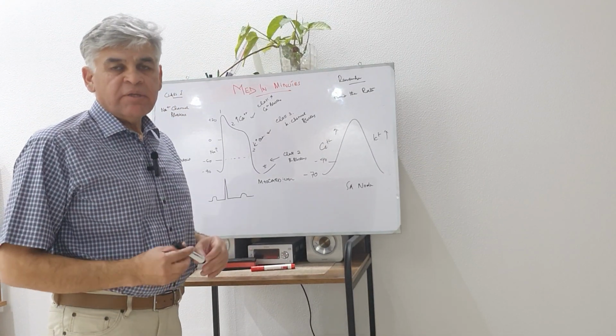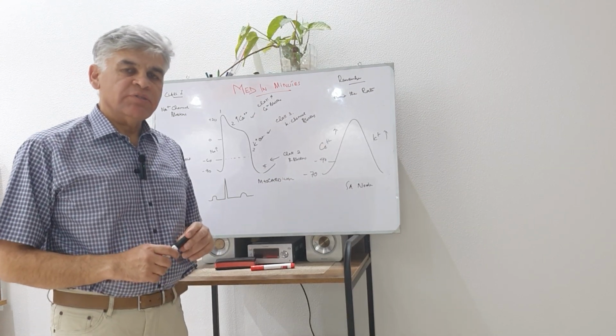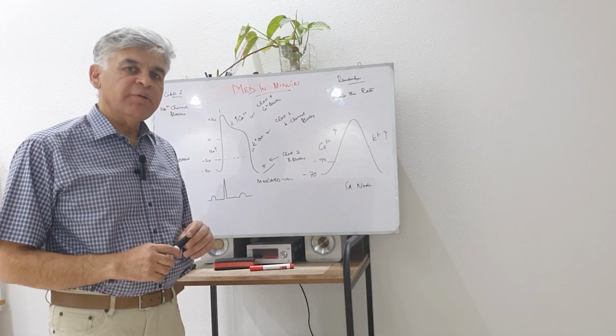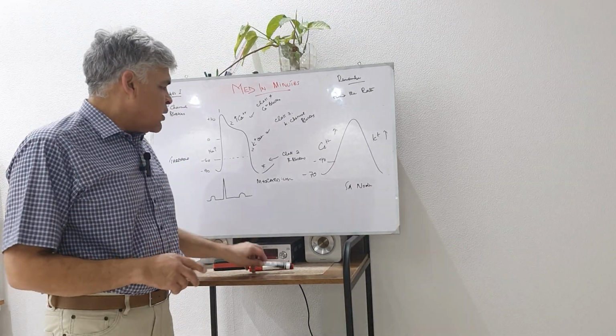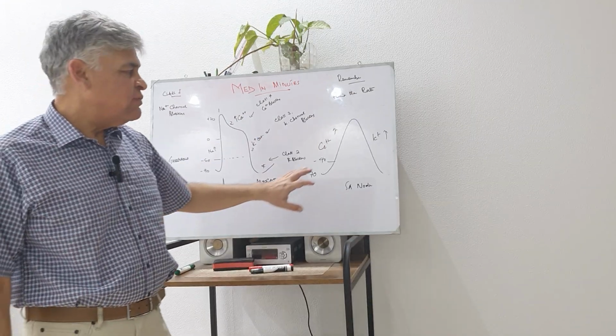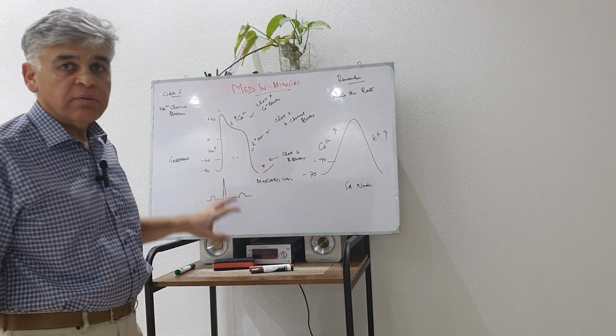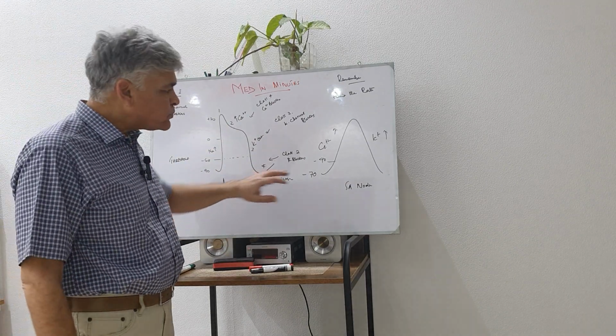The next topic is cardiac arrhythmias, which is one of the commonest presentations in the emergency department. Over here, I've drawn two action potentials. One of them is from the pacemaker, which is the SA node or the AV node, and the other one is from the cardiac myocardium.